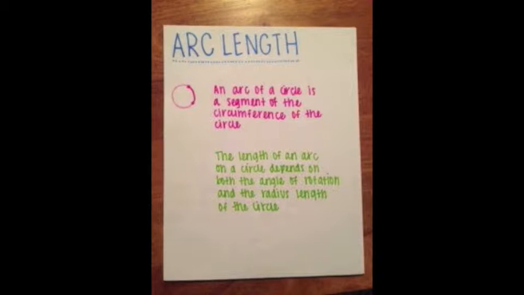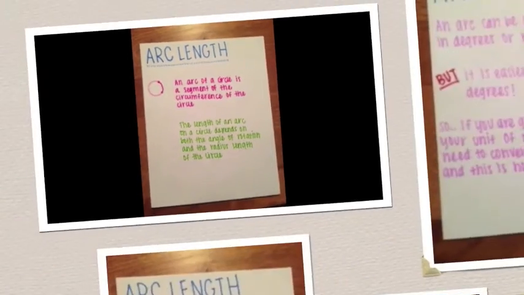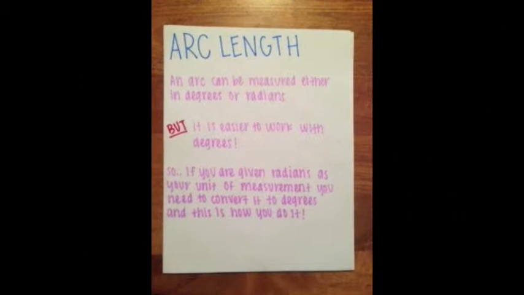An arc of a circle is a segment of the circumference of the circle. The length of an arc on a circle depends on both the angle of rotation and the radius length of the circle. An arc can be measured either in degrees or radians, but it's easier to work with degrees.